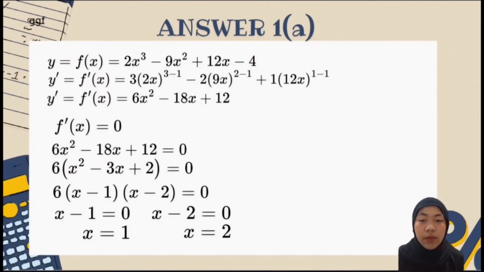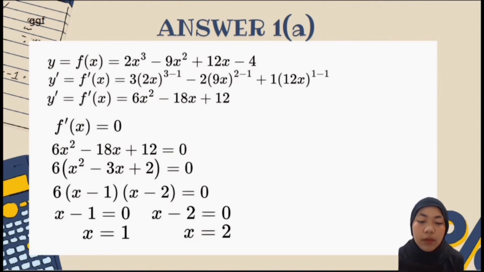For the first step, we have to differentiate f(x). So we get f'(x) = 6x^2 - 18x + 12. For step number 2, we have to find the critical points, where we set it equal to 0 and solve for x. So 6x^2 - 18x + 12 = 0.